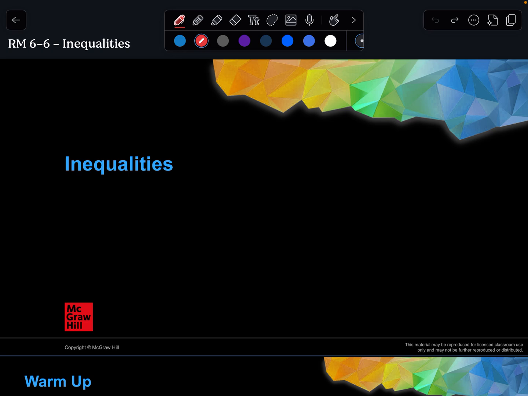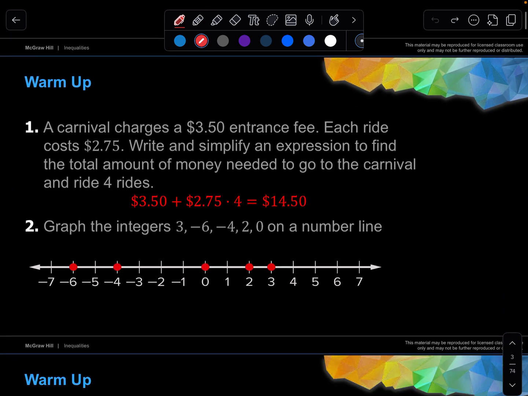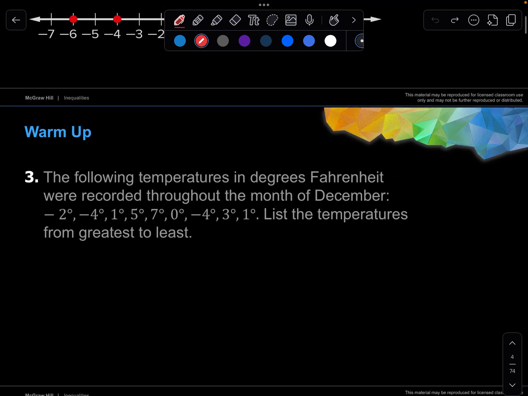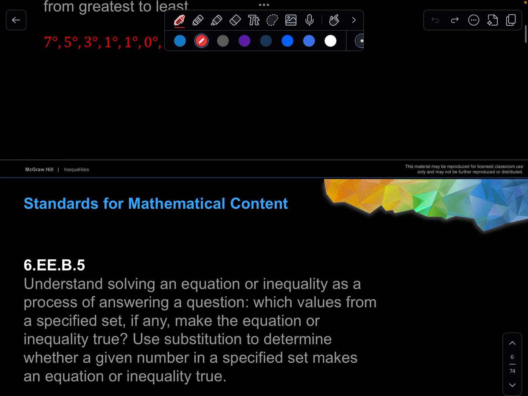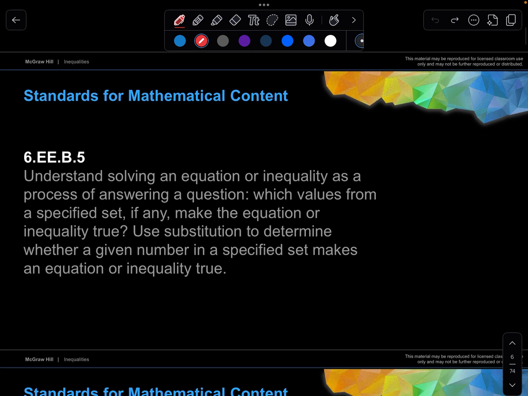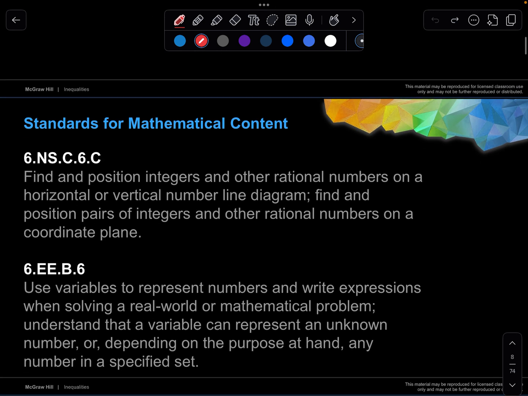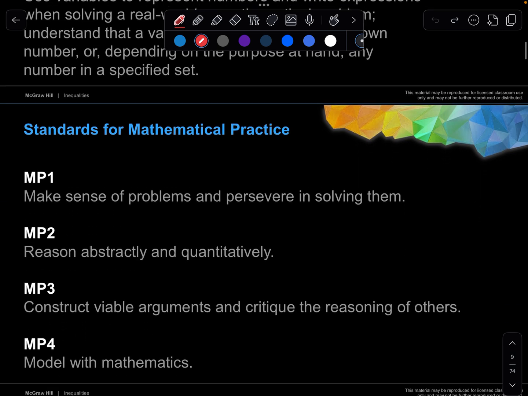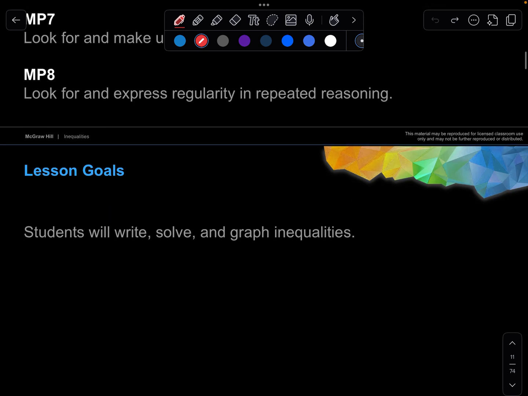As usual, I want you to go ahead and pause and do the warm-up on your own, and I'll share the solution. And pause again to read the mathematical content requirement standards that we'll be covering in this lesson, and then the mathematical practices that we'll be using in this lesson.